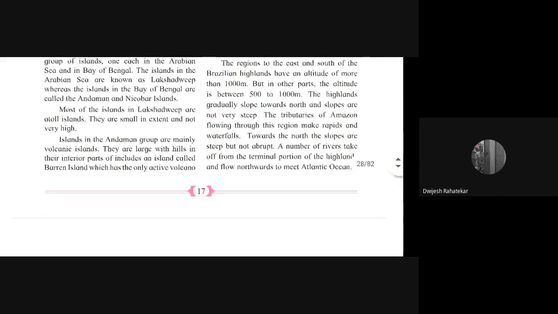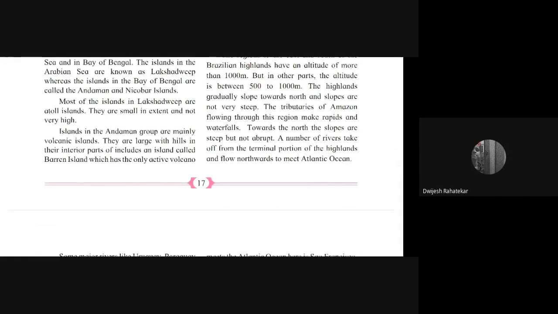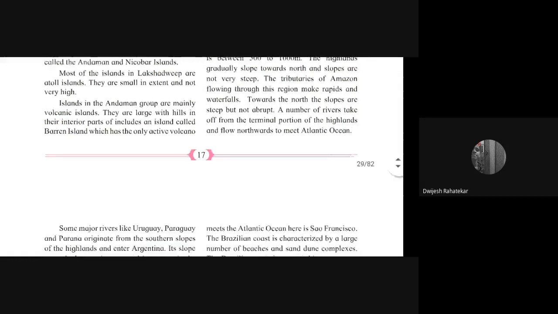They are small in extent. म्हणजेच काय ते फार दूरवर पसरलेले नाहीत, छोटे छोटे islands आहेत. Okay, and not very high.